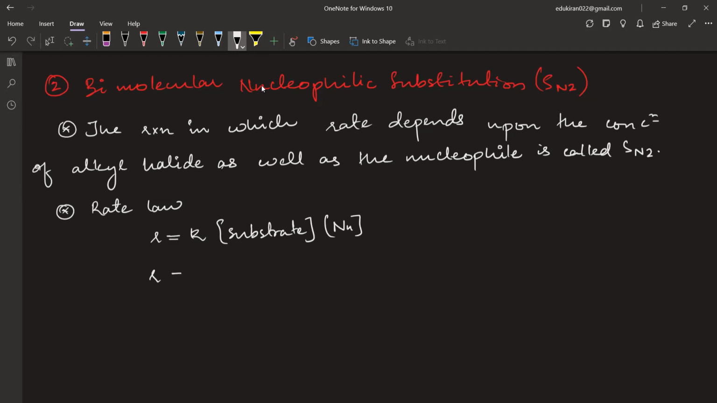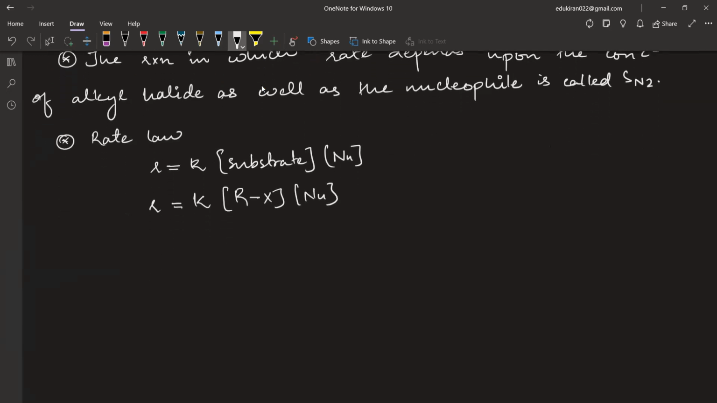In this chapter, you'll write this as R is equal to K into concentration of alkyl halide into the concentration of nucleophile. Okay. Now, what is the order of reaction? Second order. Order of reaction is equal to 2. And molecularity is also equal to 2.